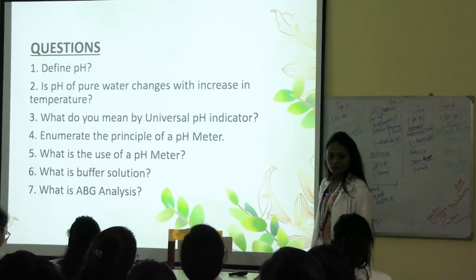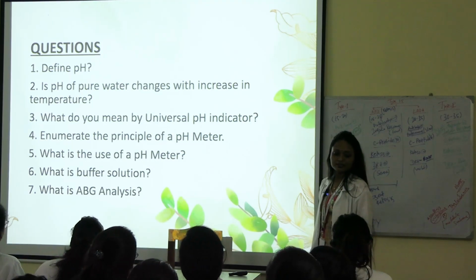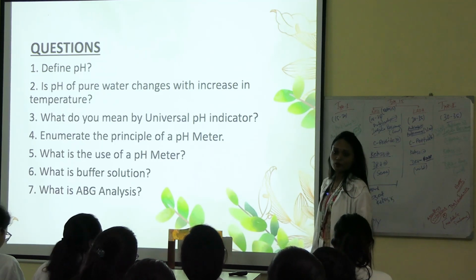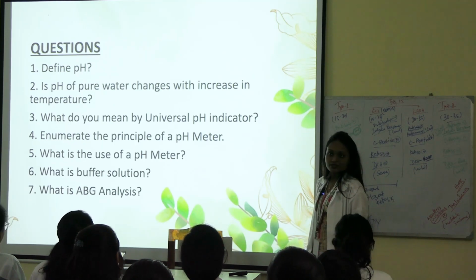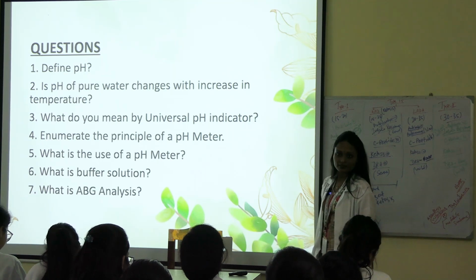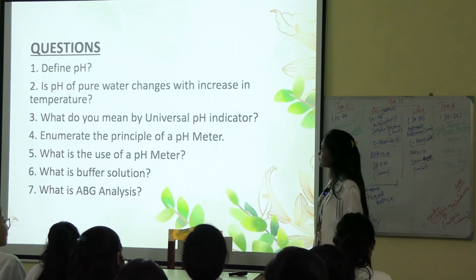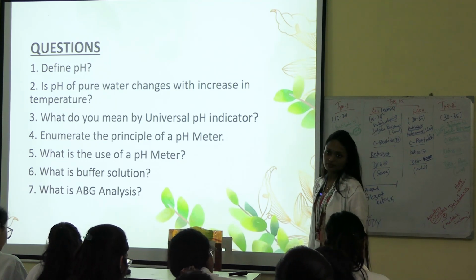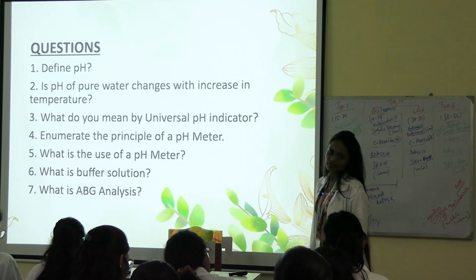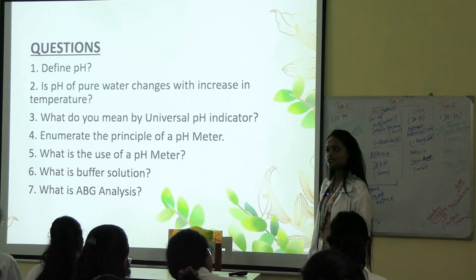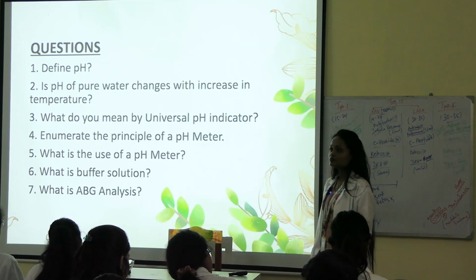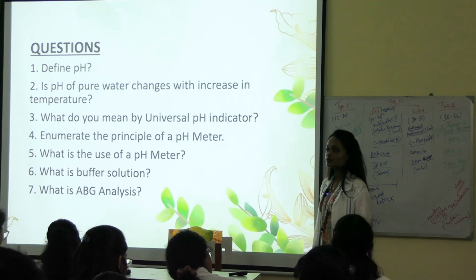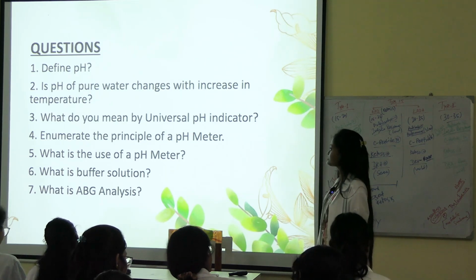If the temperature is more, then there will be more dissociation of ions. So there will be more H plus ions if the temperature rises. So pH changes with temperature. If temperature increases, pH decreases. If temperature decreases, pH increases. Why? Because there will be more number of hydrogen ions.